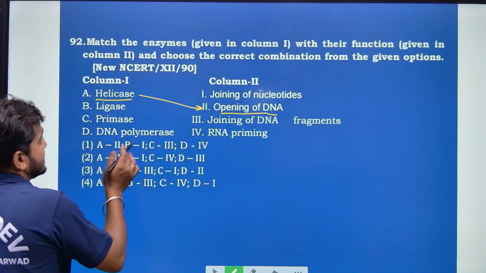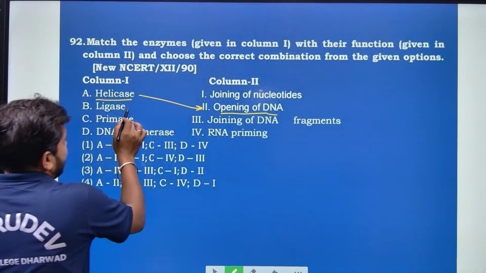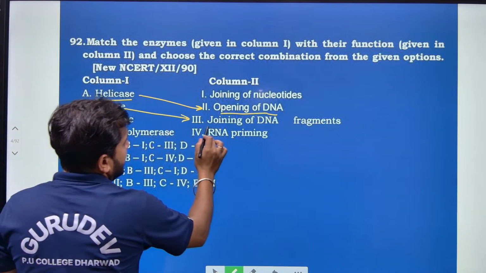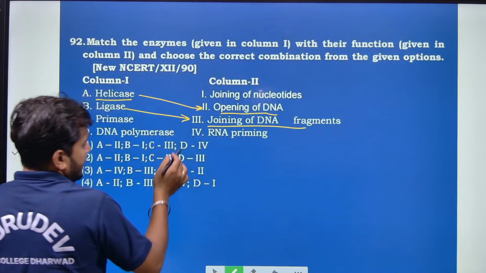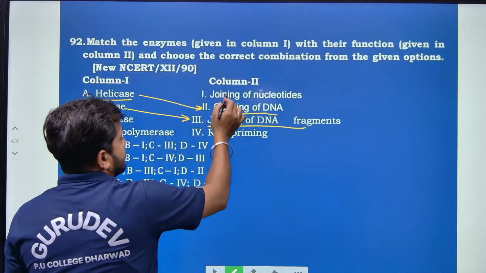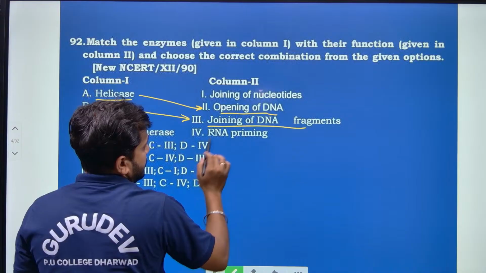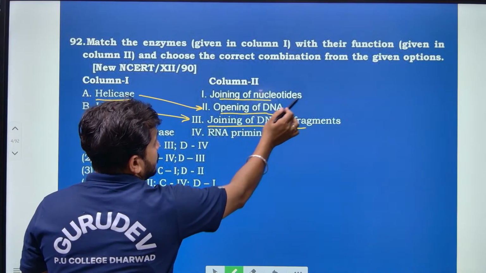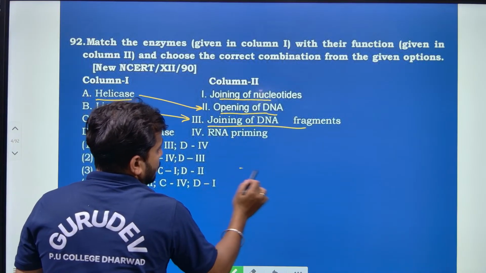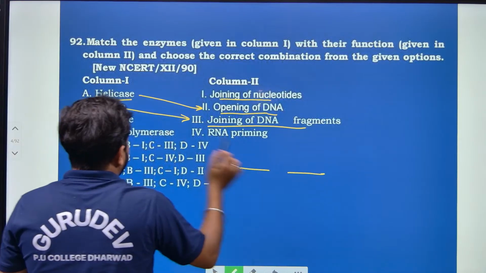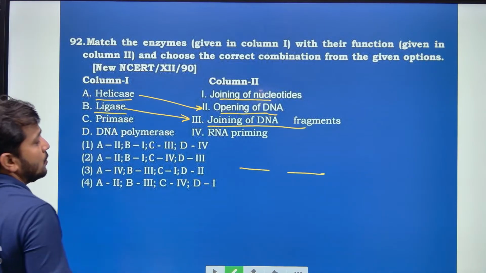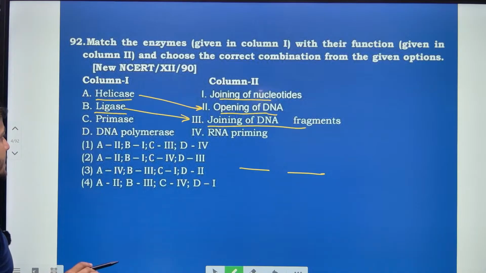Then ligases can carry out joining of DNA fragments. Here they have given one more option, joining of nucleotide. You should not get confused with respect to this. They are saying nucleotide joining here and fragments joining there. The fragment joining is carried out by whom? The DNA ligases, right?